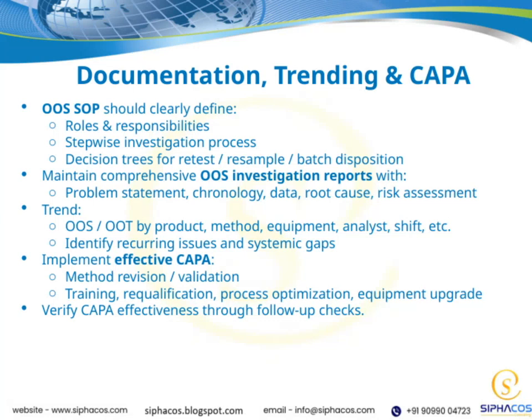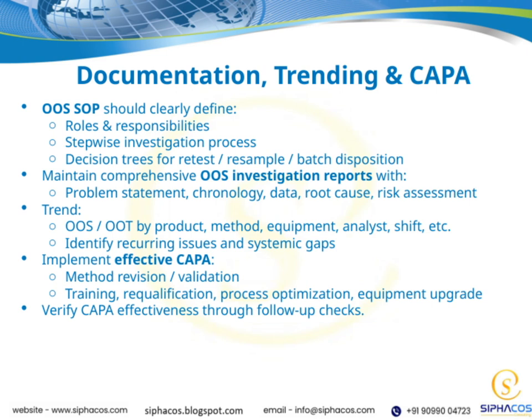On this slide, I want to emphasize the importance of having a clear out-of-specification, or OOS, standard operating procedure. This SOP should explicitly define roles and responsibilities so everyone involved knows what their part is throughout the investigation process. It should also outline a step-by-step approach to investigating OOS results, ensuring consistency and thoroughness. Additionally, including decision trees for retesting, resampling, or determining batch disposition helps streamline decision-making and reduces ambiguity.